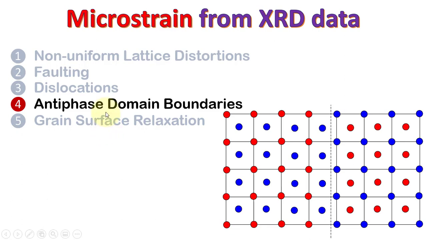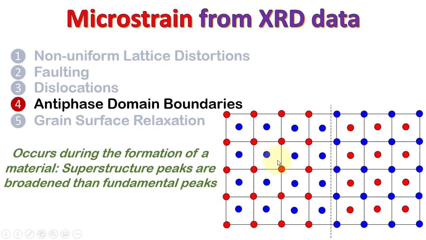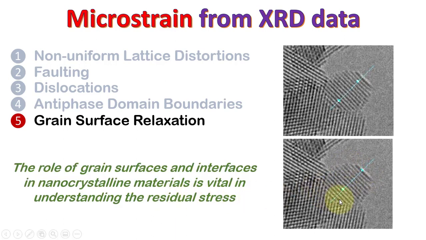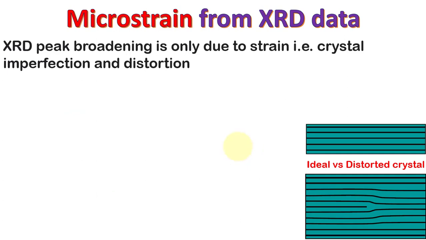Antiphase domain boundaries. The boundary mismatch occurs during the formation of a material. It is to be noted that superstructure peaks are broadened while the fundamental peaks remain unaffected. Grain surface relaxation. Grain surfaces and interfaces in nanomaterials result in a residual stress, leading to the microstrain and hence to the line broadening. To calculate microstrain from XRD data, we will have to make sure of a few parameters, otherwise microstrain calculation will not be authentic.